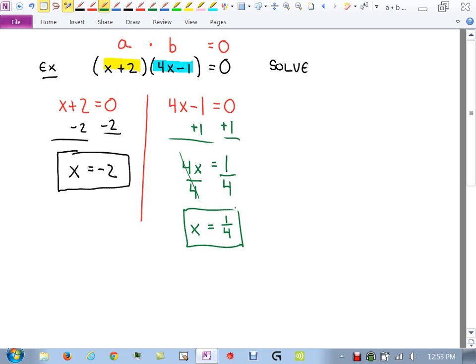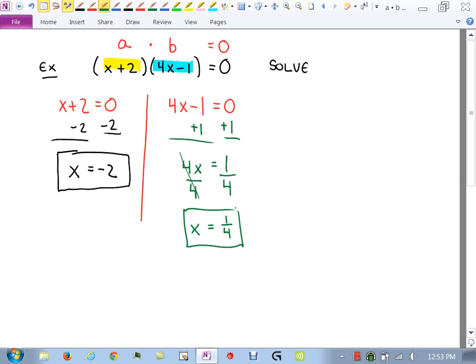What we're saying is that to make this original problem true, to make the equation true, you either need to let x be negative 2 or you let x be 1/4. In either case, we should get 0 up here. We should get this to be true. So let's just check it.